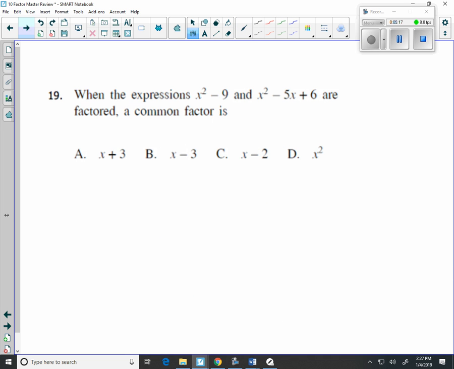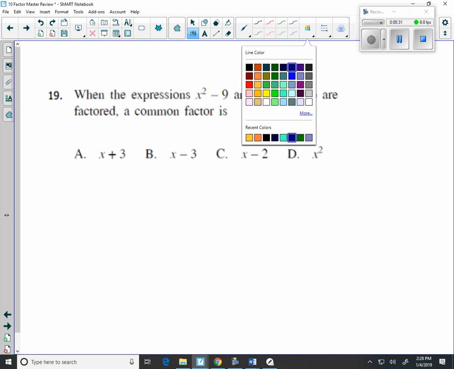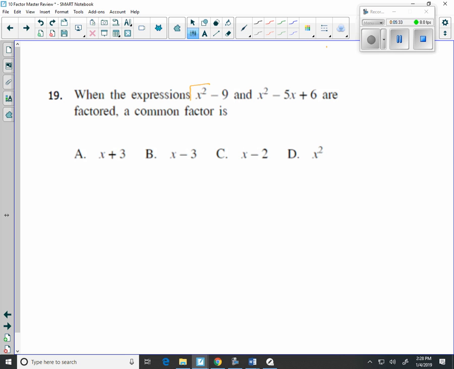All right, 19. When x squared minus 9 and x squared minus 5x plus 6 are factored, a common factor is. So this is two factoring problems in one. Luckily, x squared minus 9 is a difference of squares. So x squared is x times x. 9 is 3 times 3. So this is a really nice one to factor. X, 3, one positive and one negative. And that lets us get rid of some options here. I don't see an x minus 2 and I don't see an x squared up there in my factors.